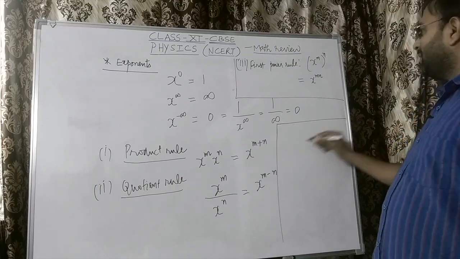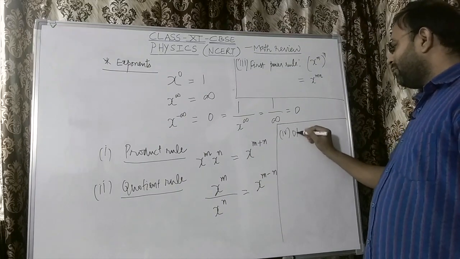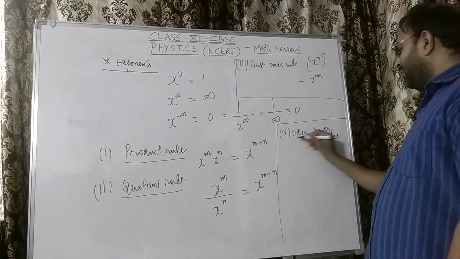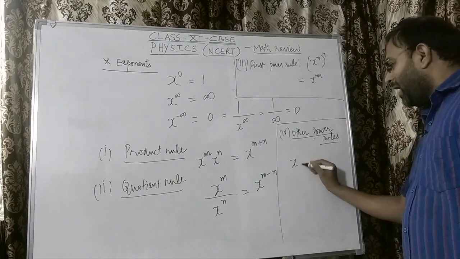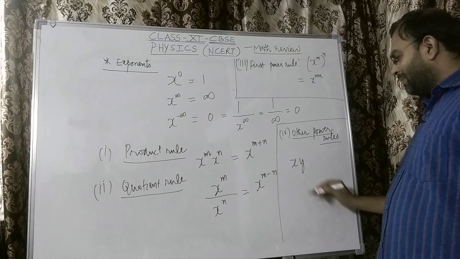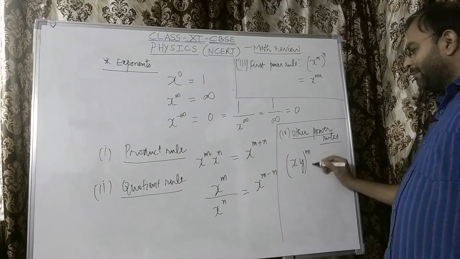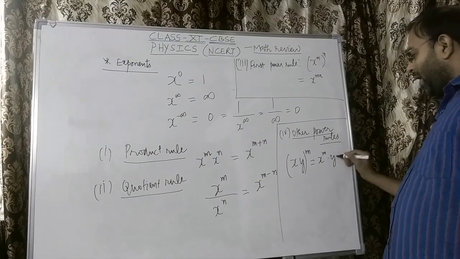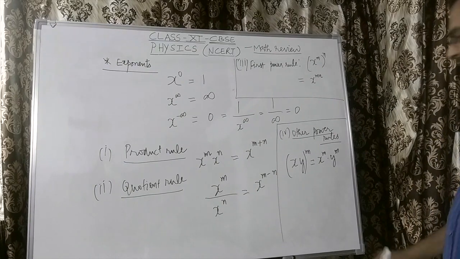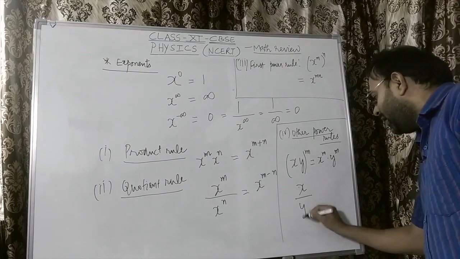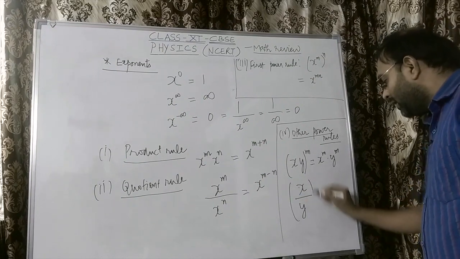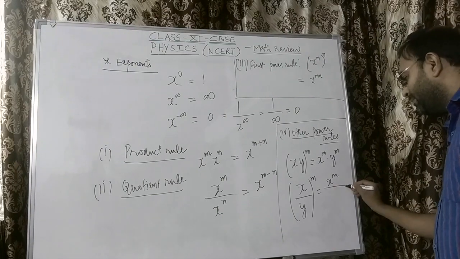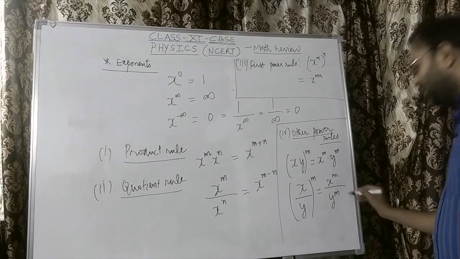Now apart from this, there are some other power rules. What are these other power rules? For example, I have a product x multiplied by y raised to a common exponent m, then the result would be x raised to the power m multiplied by y raised to the power m. In the same way, I have a fraction x over y raised to the common exponent m. The result would be x raised to the exponent m over y raised to the exponent m.